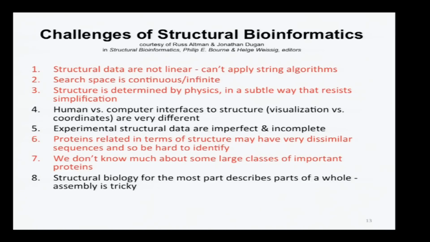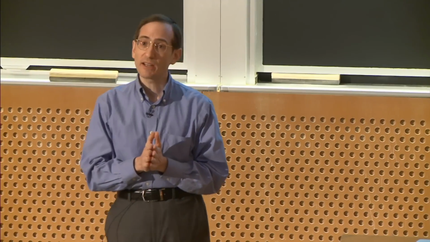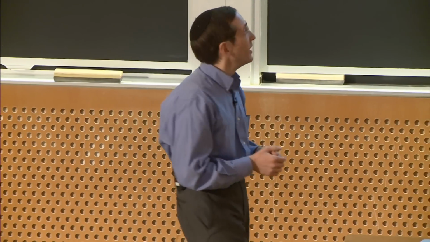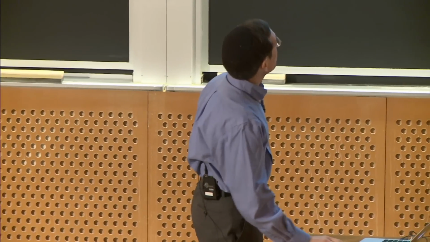And therefore, we encounter all sorts of new problems. We no longer have a discrete search space. We have a continuous search space. And we'll look at algorithms that try to reduce that continuous search space back down to a discrete one to make it a simpler problem.